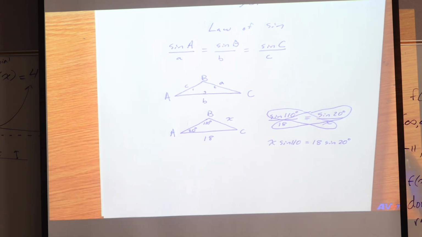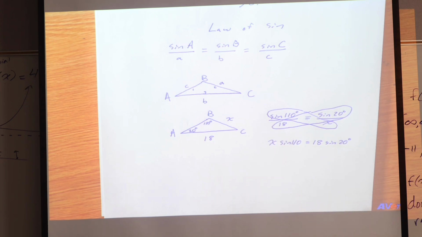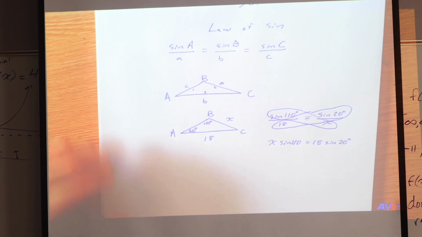Now you could use algebra to solve for this, multiply by x to get x off the bottom, and then multiply by the reciprocal, 18 over sine 110, and it turns out to be the same thing. So again, it just saves a few steps. Cross products are equal. There it is.